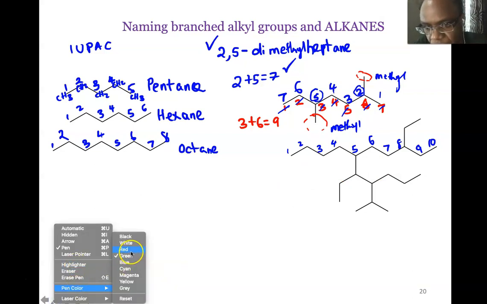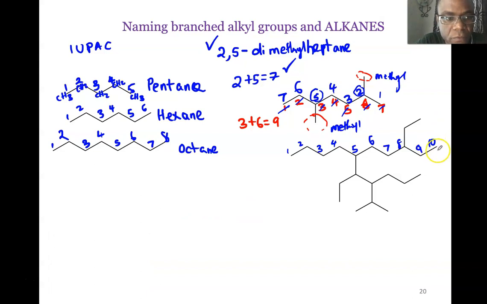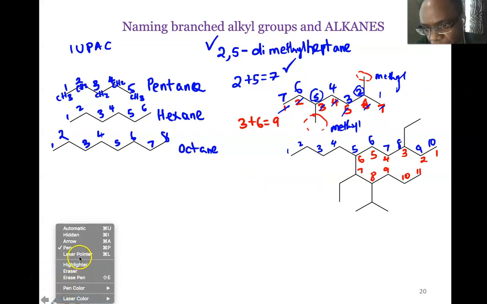Let's do red. Okay, so it will be 1, 2, 3, 4, 5, 6, 7, 8, 9, 10, 11. So already the red is winning. So now we have to follow the track. We disregard the blue because it only has 10. We go with the red.